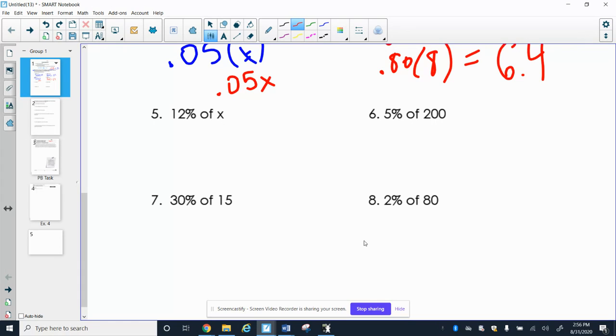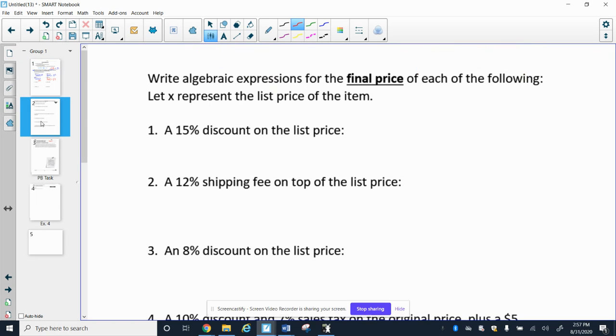From here, why don't you do 5, 6, 7, and 8? We're actually going to talk about this at the beginning of class next time, so we'll look at the answers to those when we discuss this in class. Let's go to our next problems.